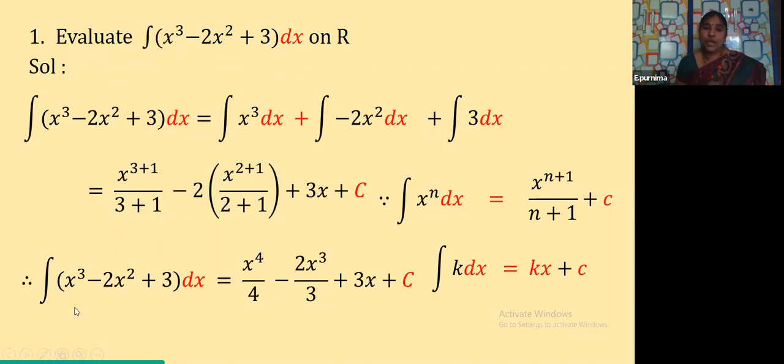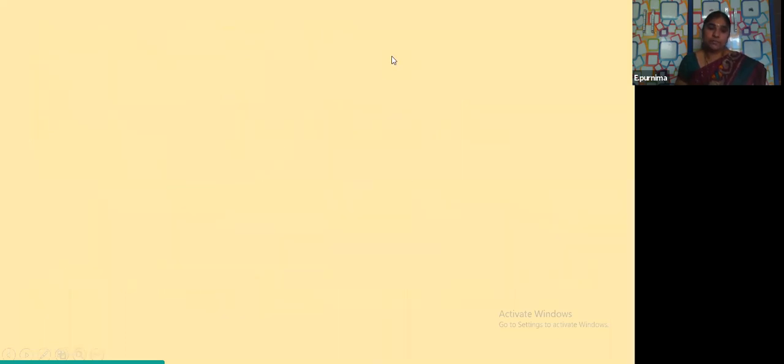Okay, understood children? So like this you have to solve the integration. This is a very simple sum, children. It means only splitting the integrand into one or two functions, one or two integrals, and according to the formula, applying the formula, we are trying to find the integrals. Clear? So let us see another sum.